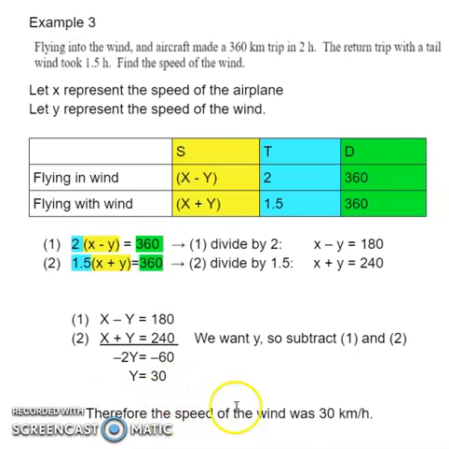So therefore the speed of the wind is 30 kilometers an hour. And that's how you do this type of problem.